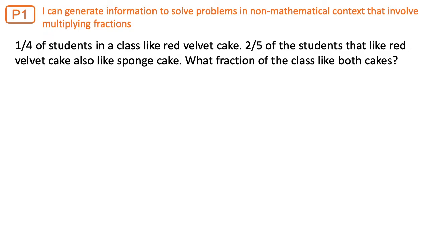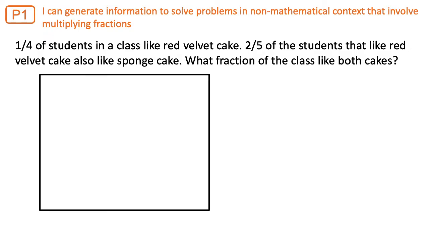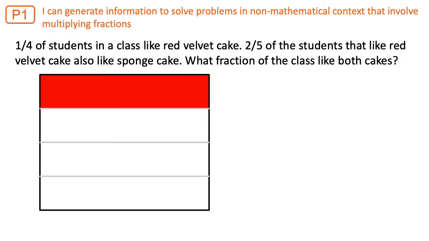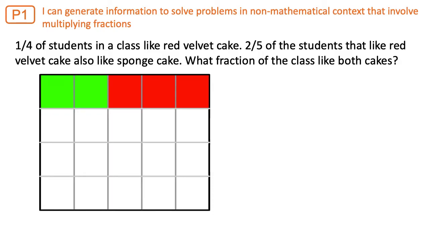Just to help visualize what the question is asking, the class is represented as a block. We can highlight a quarter of this block to show the students that like red velvet cake. The question says 2/5 of the quarter like sponge cake as well. Breaking up the block into fifths, we identify the 2/5 who like sponge as well.